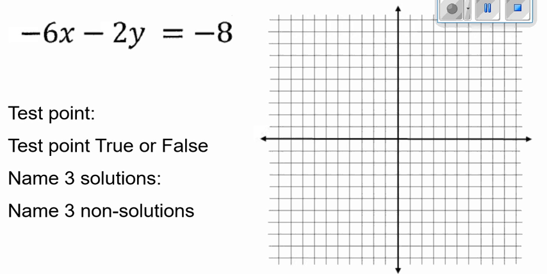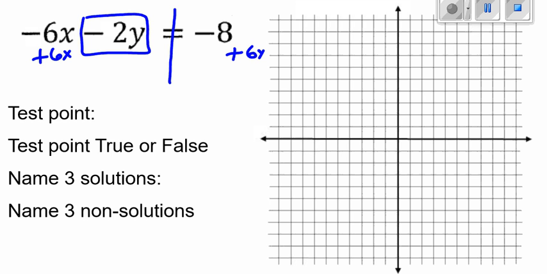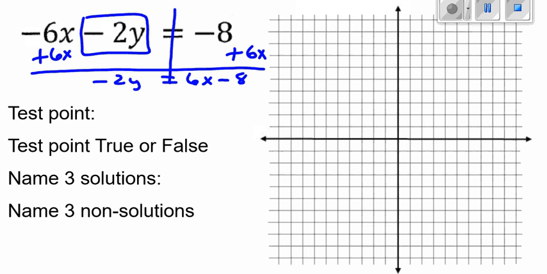All right, so first thing you got to do is solve for y. This guy's going to stay here. I'm going to have to add 6x to both sides. That is going to leave me negative 2y equals 6x minus 8. And then when I divide everything by negative 2, that's going to give me y equals negative 3x plus 4. Okay, negative 3x plus 4.